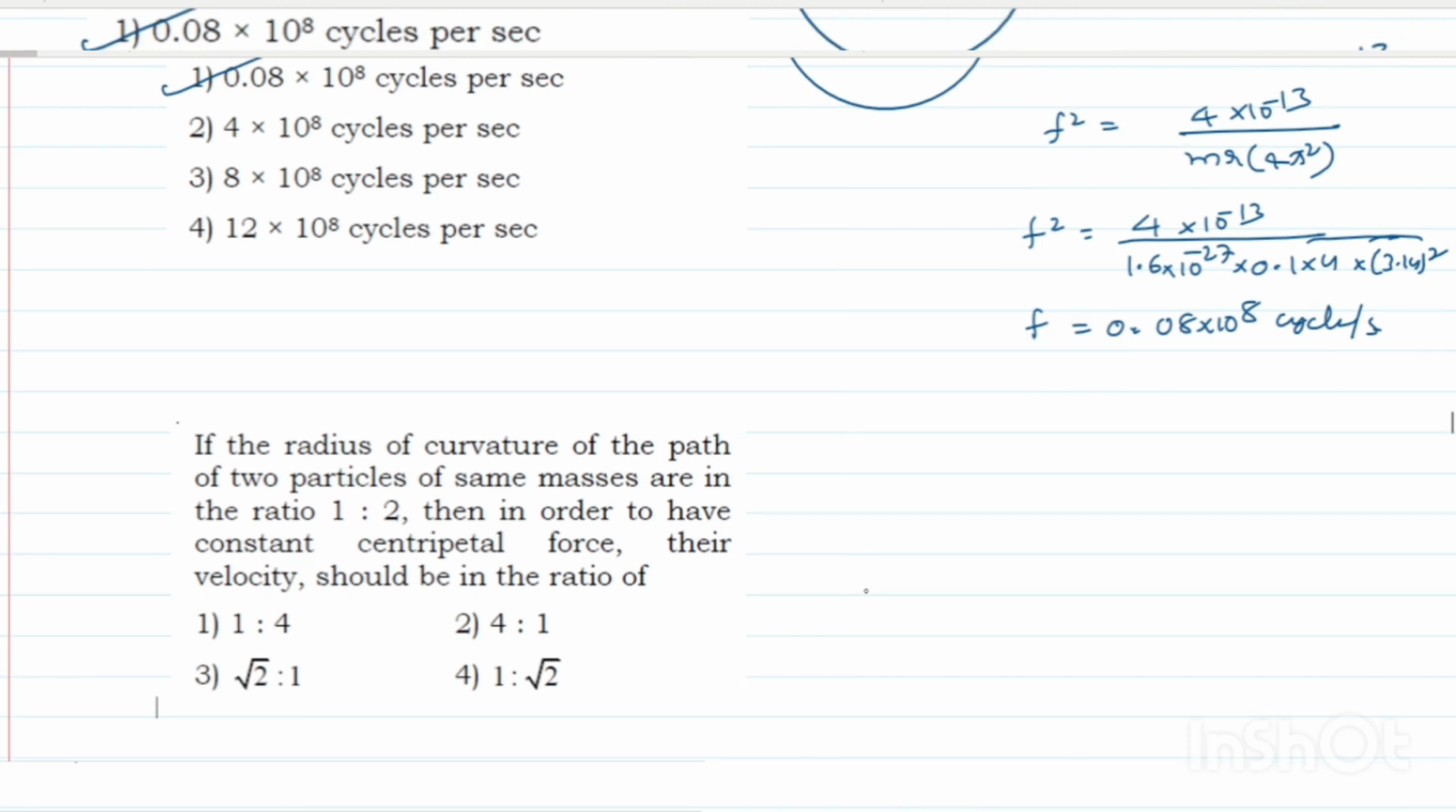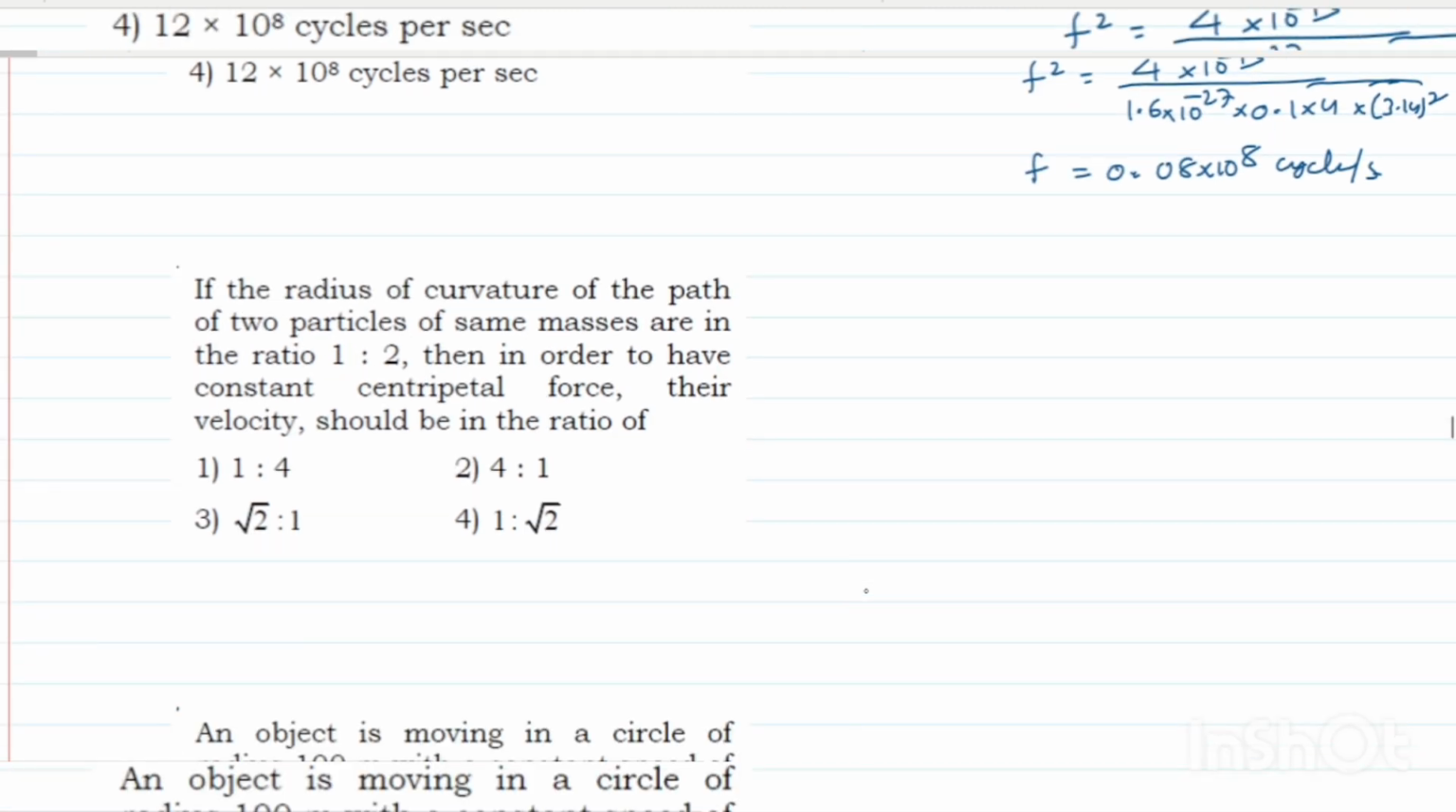The radii of curvature of the paths of two particles of the same masses are in the ratio 1:2. The radii of curvature of the two masses is given as R1:R2, 1:2. In order to have a constant centripetal force, their velocities should be in what ratio? If they are moving in a circular path, the centripetal force formula is F equal to m v square by r. To have a constant centripetal force, Fc will be the same, and the masses are the same. Now just relate V and R. V square is directly proportional to R.